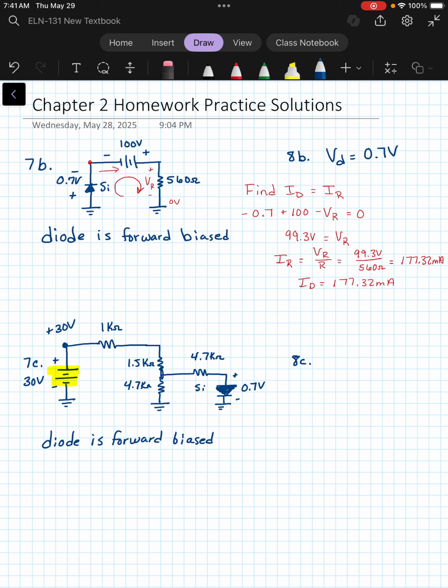Okay, and then for 8C, we're asked again what the voltage is across that diode. Again, if it's a silicon diode, we should see 0.7 volts there.